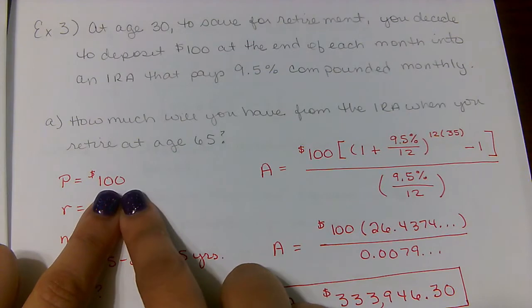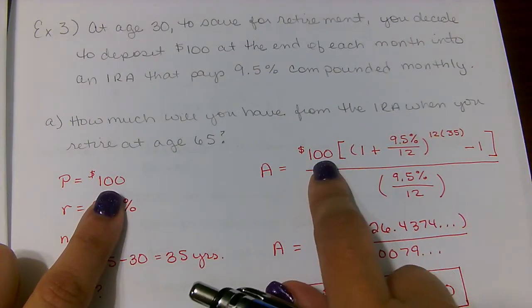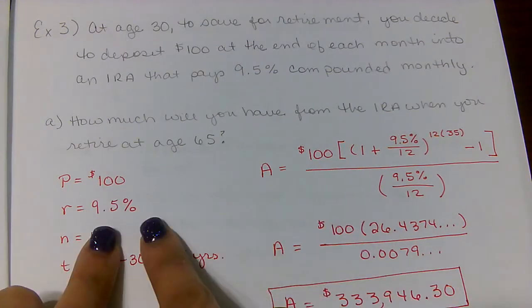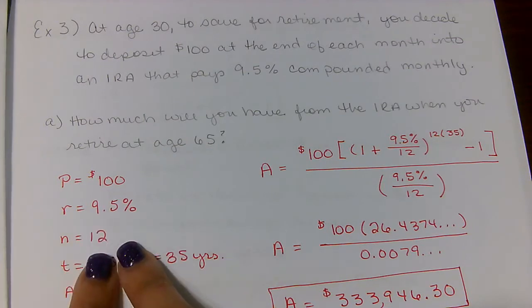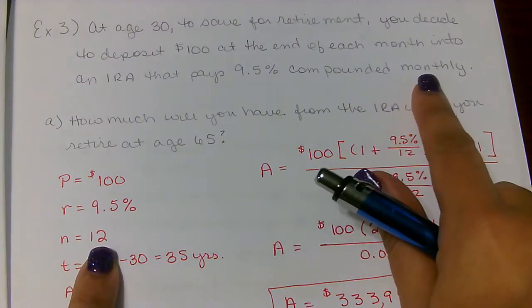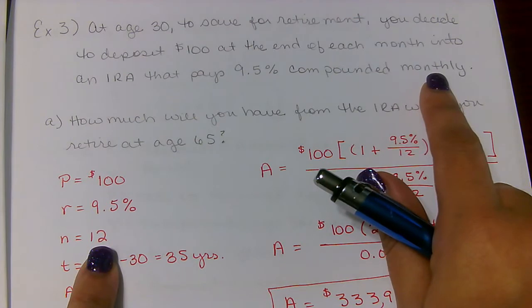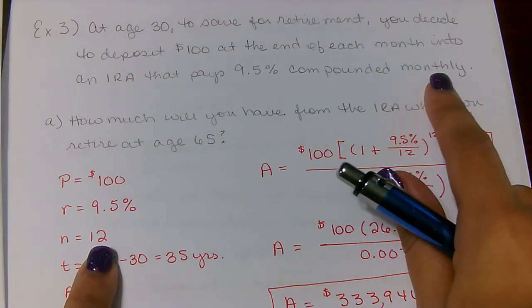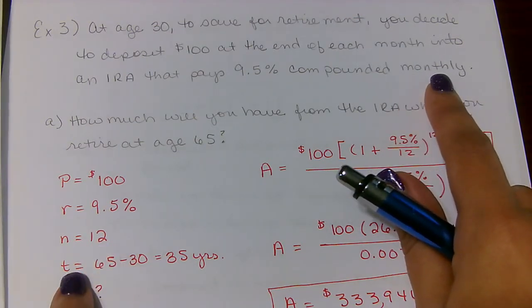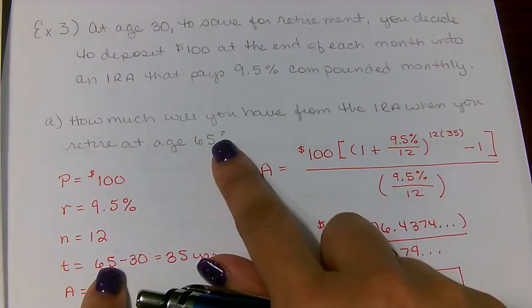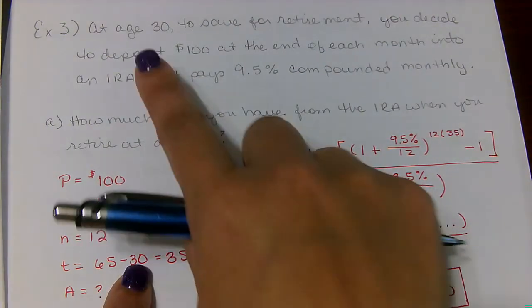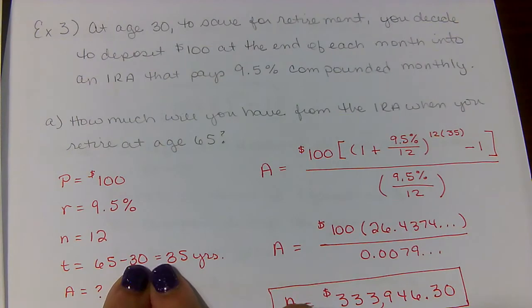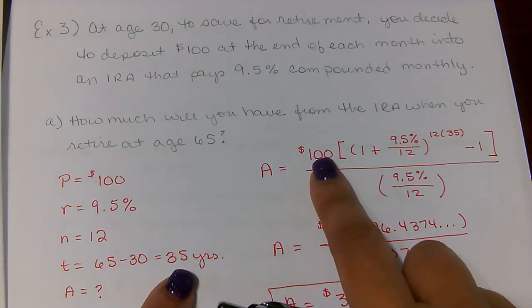Okay. So here our principal, the amount we're putting in, is going to be $100. The interest rate is 9.5 and N is going to be 12. Since it's compounded monthly, it compounds 12 times in 1 year. Our time will be 65 when we retire, minus 30, which is the age we started saving. So we put in $100 a month for 35 years.